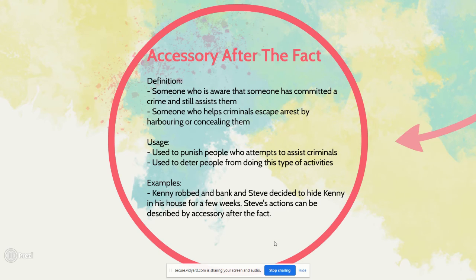However, if you're simply a bystander who is not aware of the fact that the person has committed a crime, or does not have clear intent to assist the principal felon, you are not an accessory after the fact.